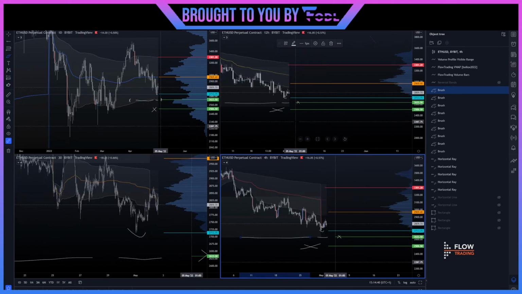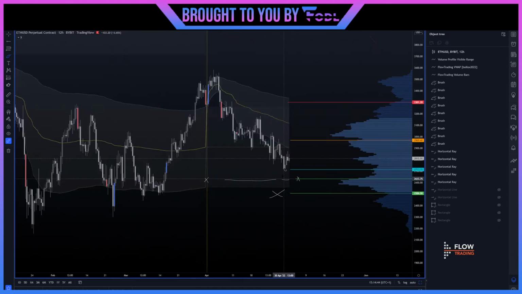So what does that look like on the 12-hour? Well, it's way down here, 2,700. But we've got another level down here as well. So basically in between these two levels is where I think we will go if Bitcoin decides to have a little dump to the downside to $36,000.